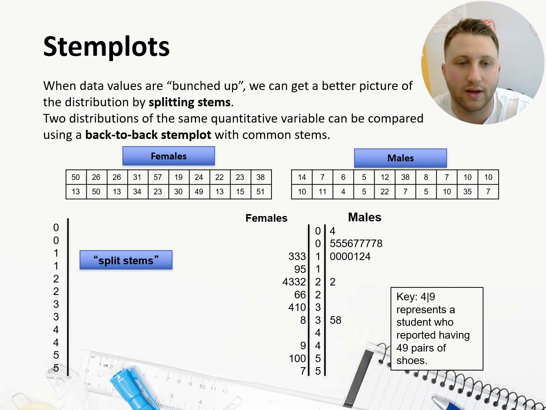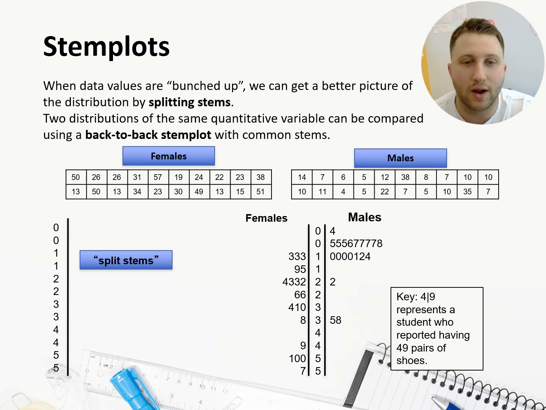You have on one side of the stem the values for one value of the categorical variable, in this case females, and on the other side of the stem, the values for the other value of the categorical variable, in this case males.